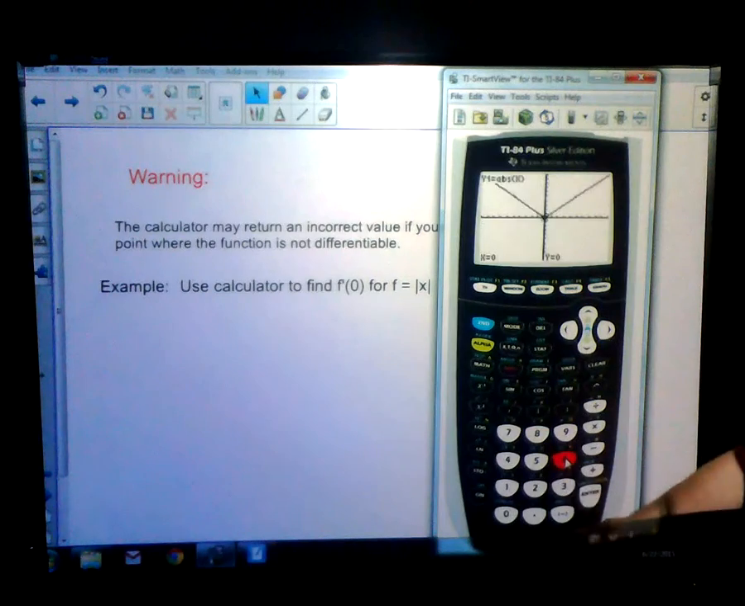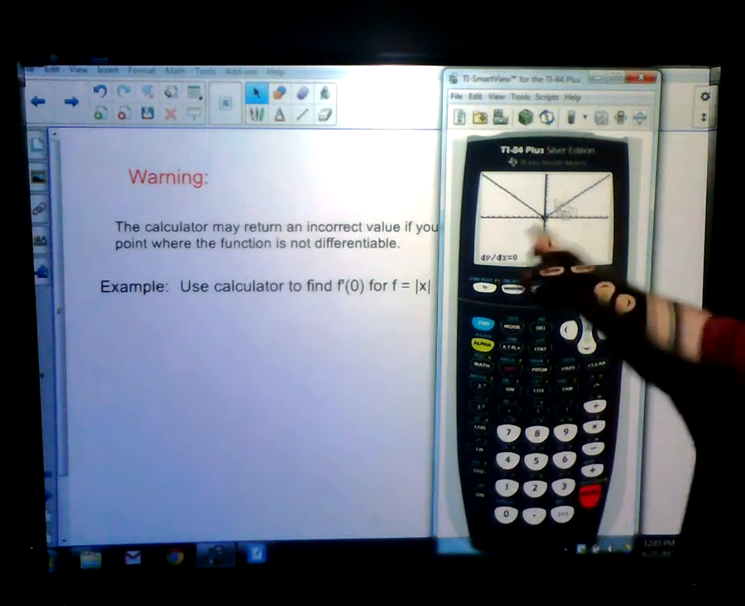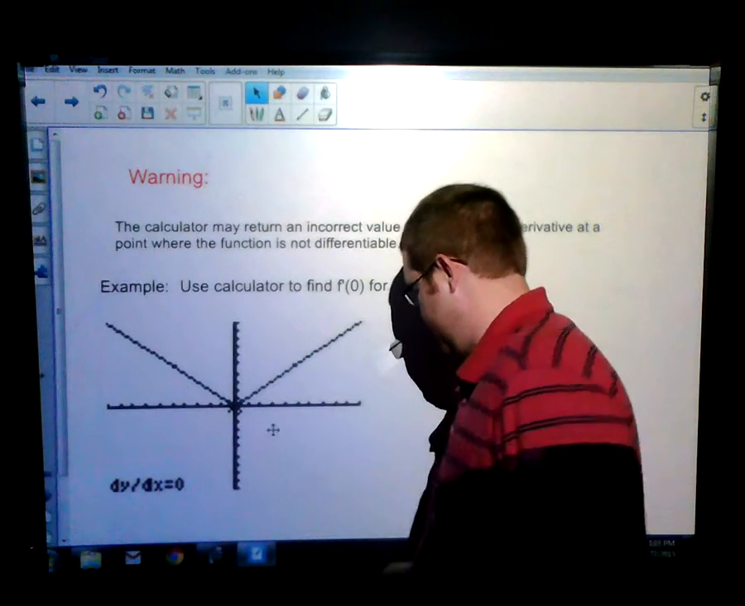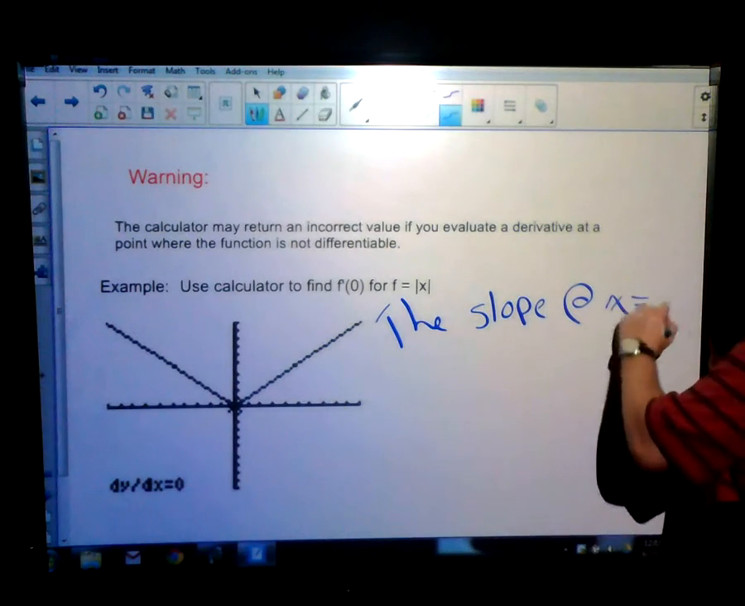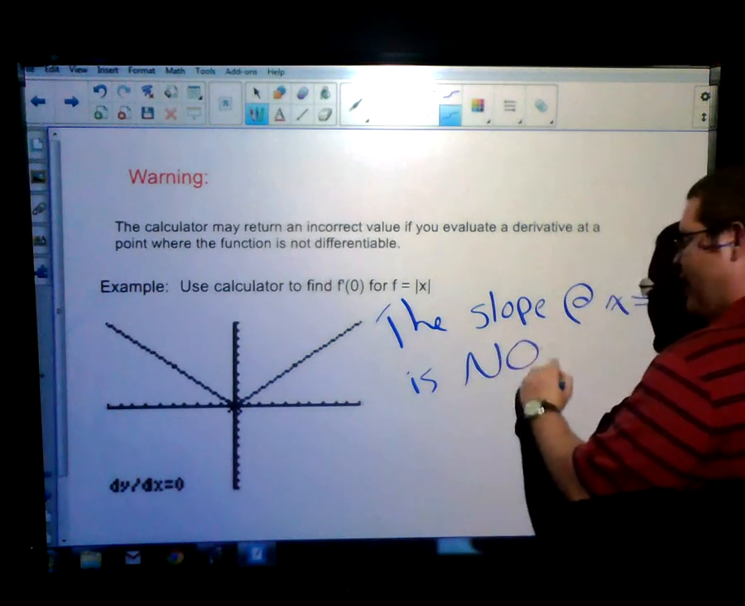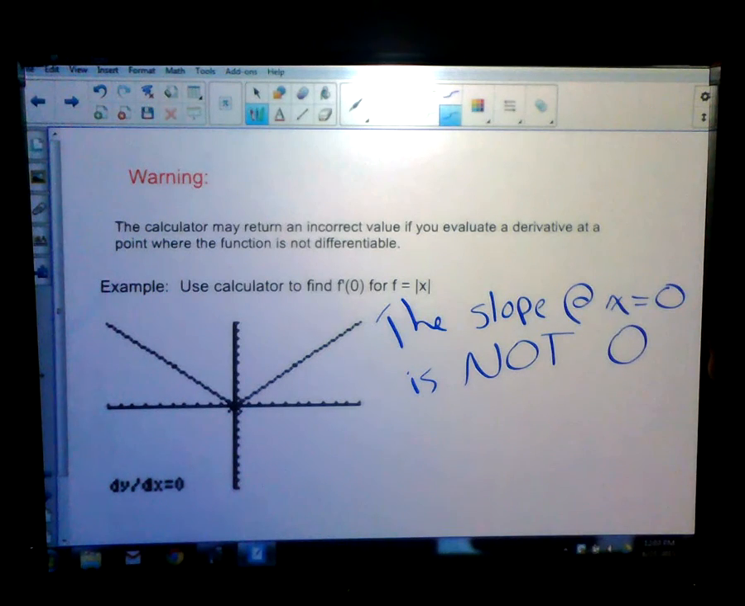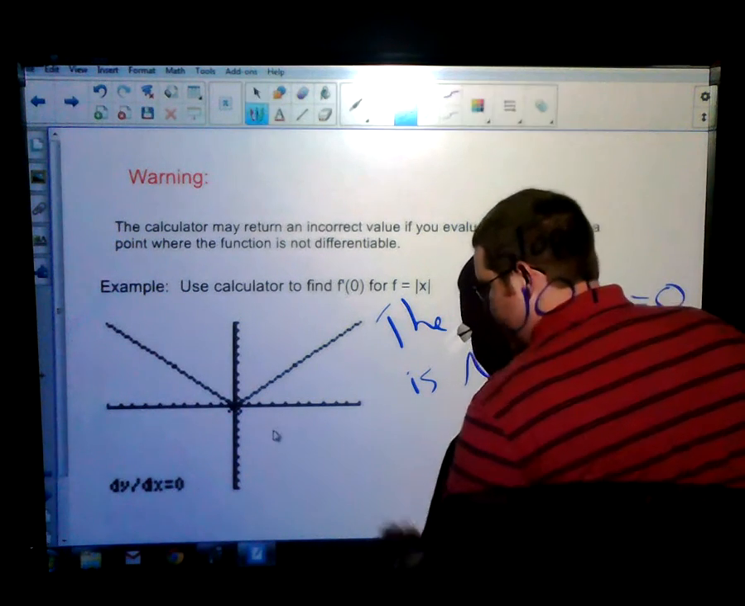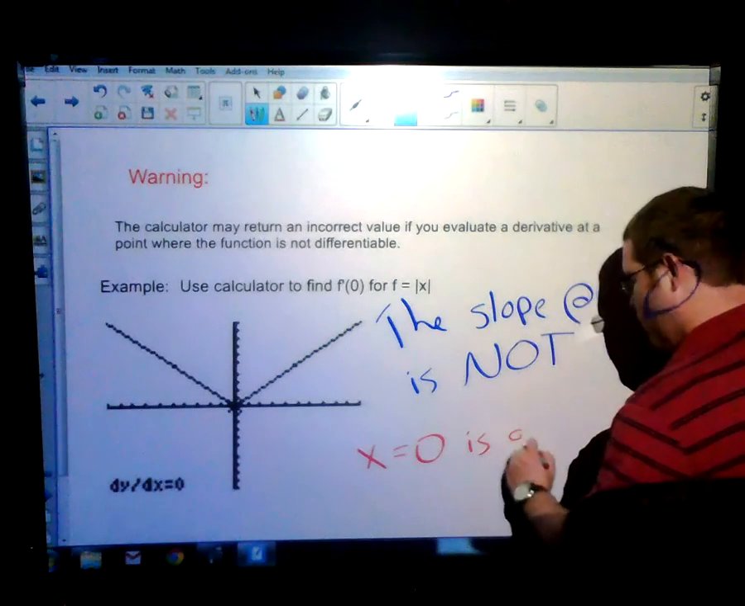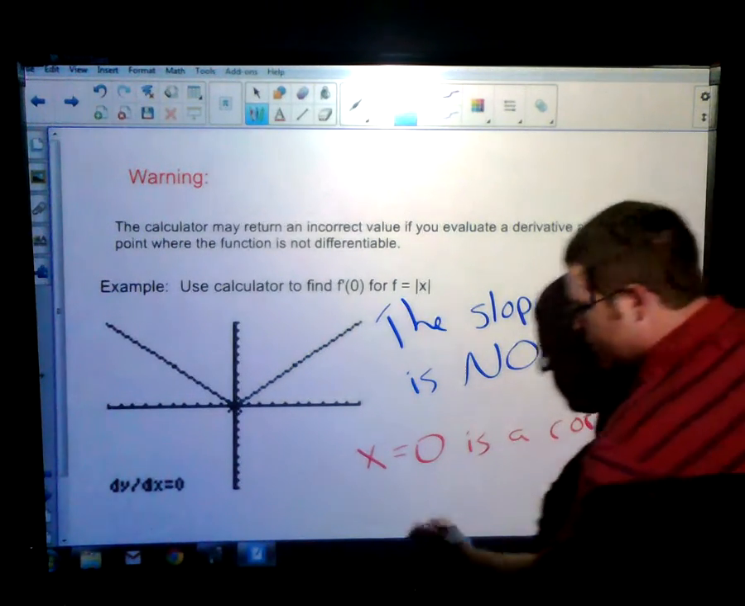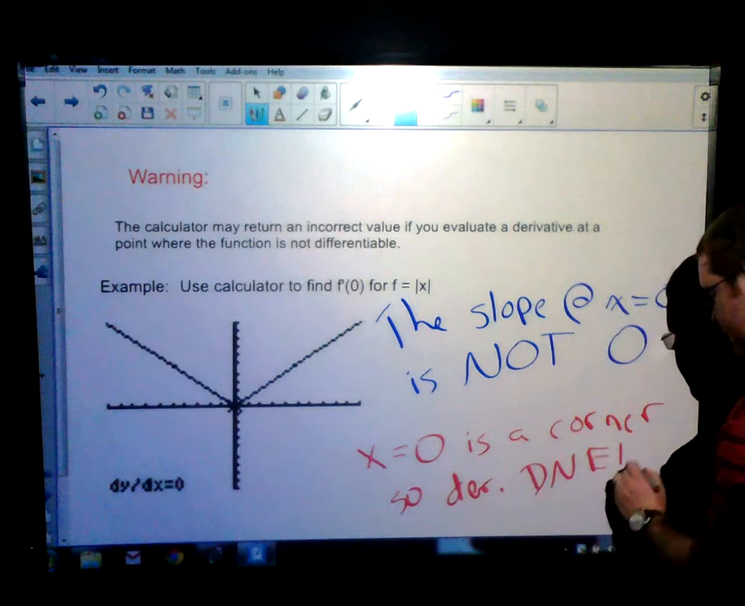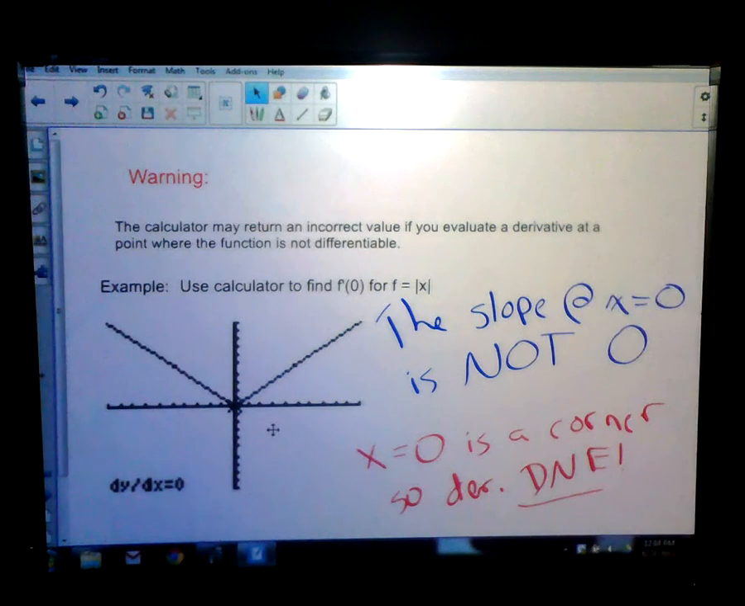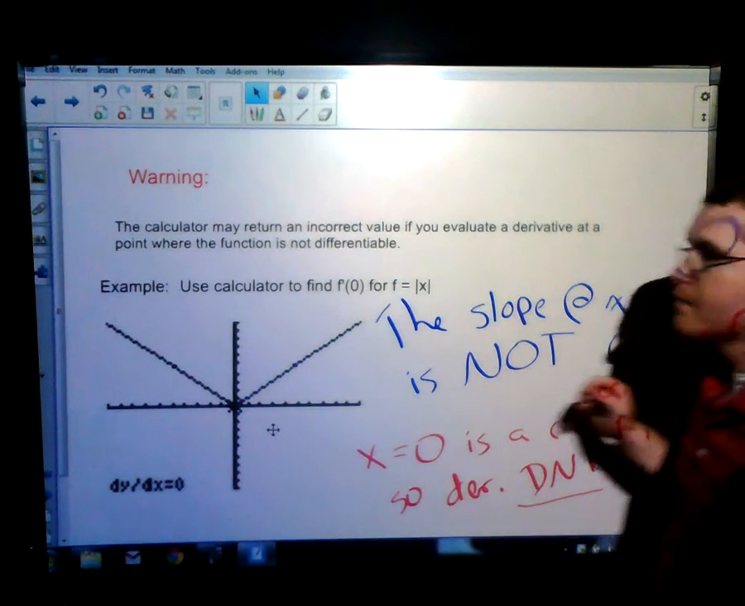Second trace 6 at 0. It tells me that the slope is 0. The slope at x equals 0 is not 0, even though it tells me that. Why not? Because x equals 0 is a corner. So the derivative does not exist. Be aware of that. The calculator just guesses. Be smarter than the calculator. Know what's going on. Okay?